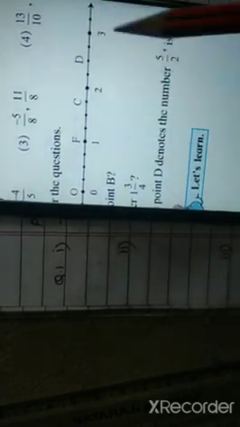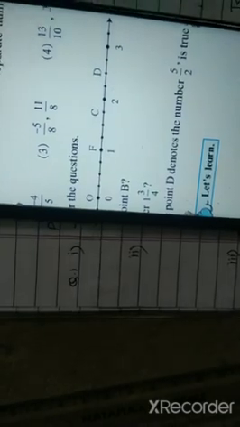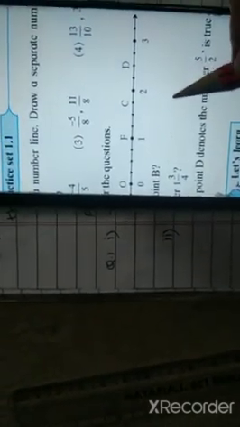Moving to the number line. Again the number is 7 upon 4. That means we will have to move on the positive side of the number line. That is this side. This is 0. On the right hand side will be all the positive terms. And we are supposed to indicate the value of 7 upon 4. Again the same method. The distance between 0 and 1 will be divided into 4 parts. Sorry, in the denominator we will have 4.